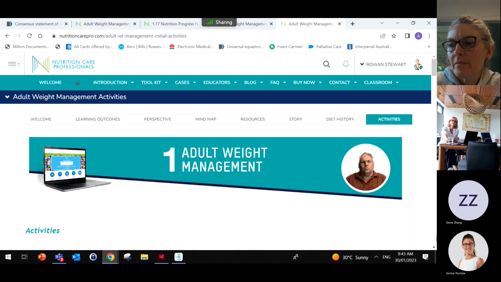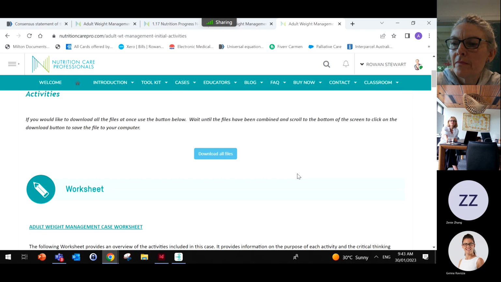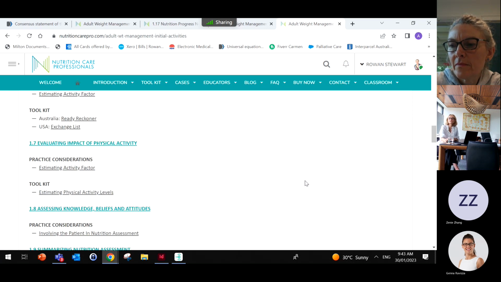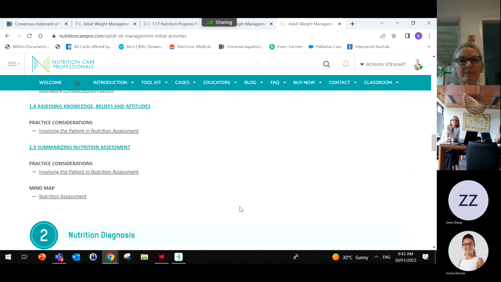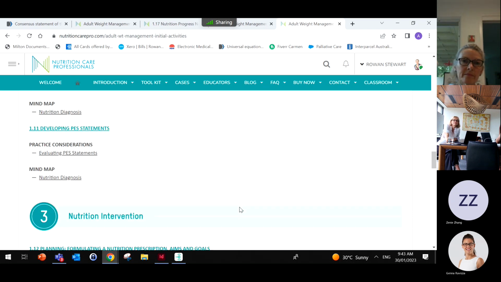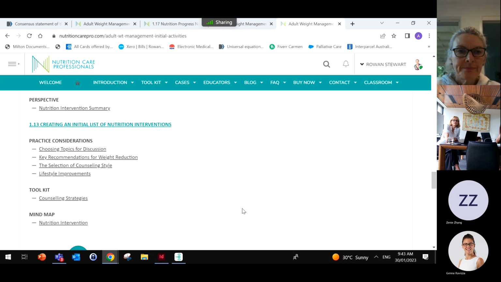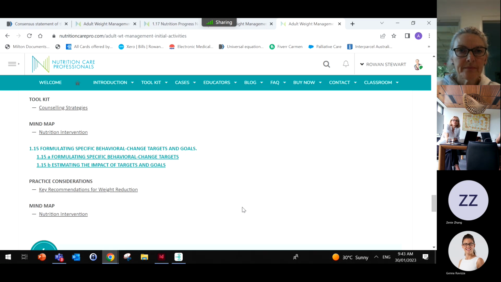The next part of the case study allows you to write a nutrition intervention for your patient. Again, you would go back to the mind maps and have a look at the intervention section and see which of those intervention suggestions applies to your patient here. And then finally, you write a monitoring and evaluation plan, and you ensure that you're bringing your patient back in for a second consultation.